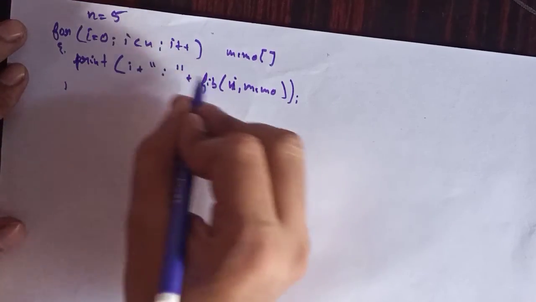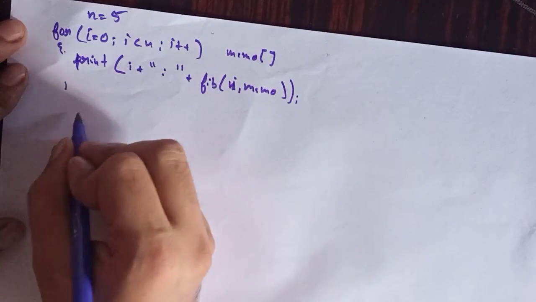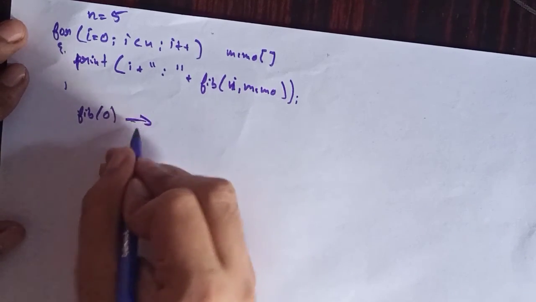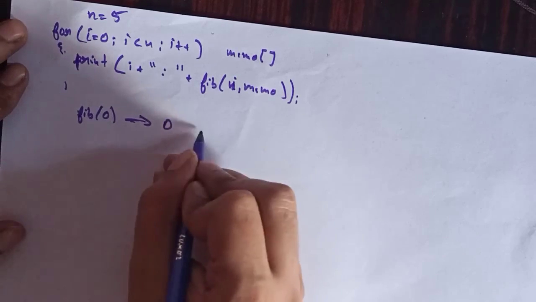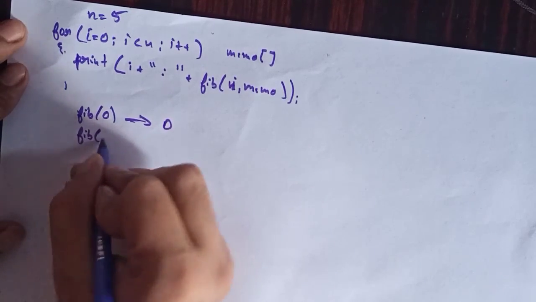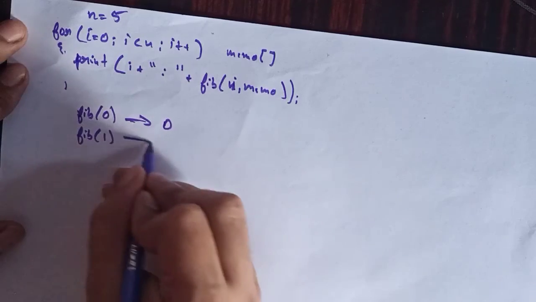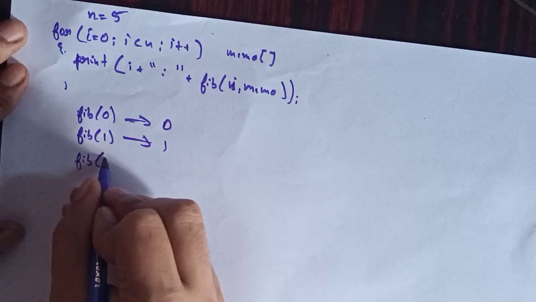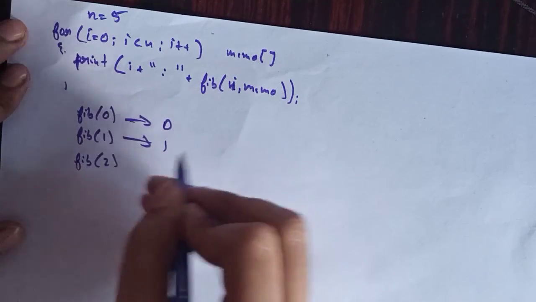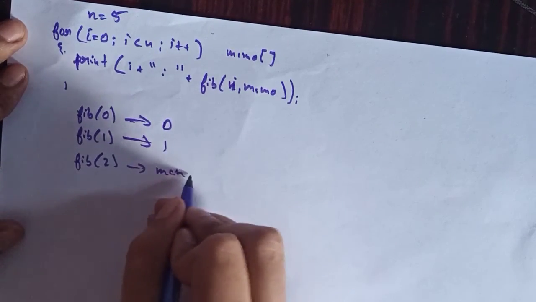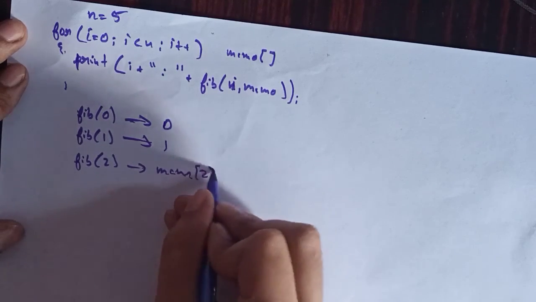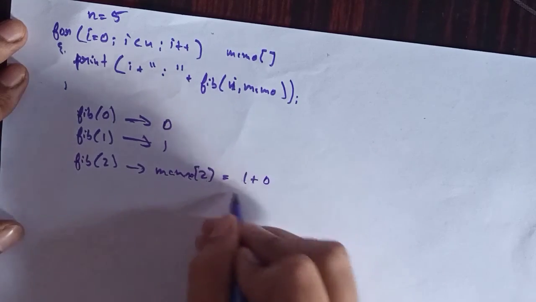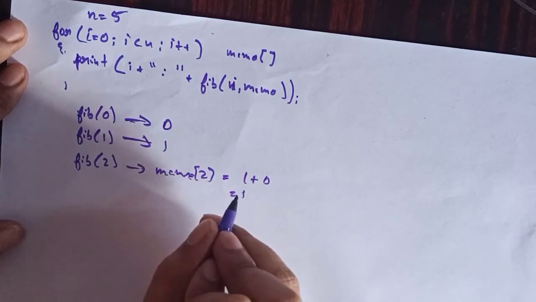For the first time, i is equal to 0, which is passed. So the program runs for fib of 0. What do we get? We get 0. For fib of 1, for the next value of i, we get 1. Now comes fib of 2. It's neither 0 nor 1, so our memoization takes place. Memo of 2 simply stores these values. So it goes 1 plus 0 is equal to 1, and it is stored in memo of 2.